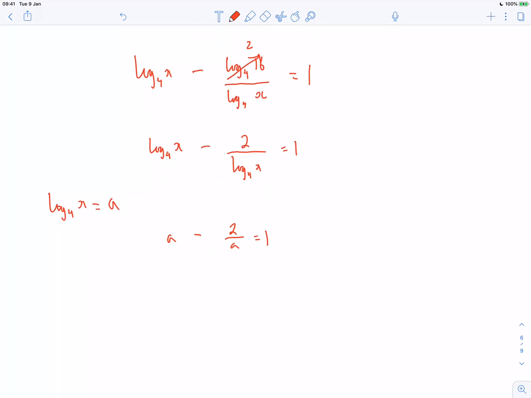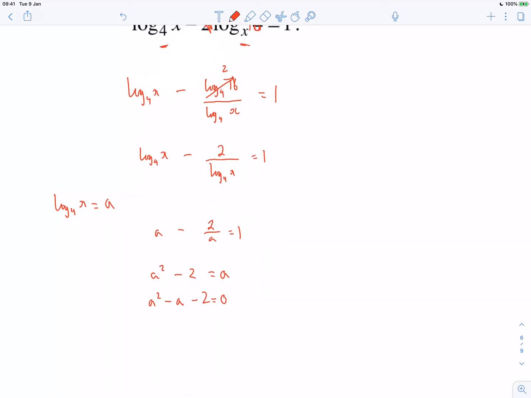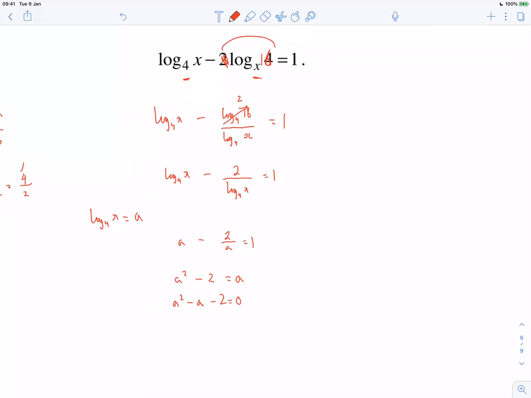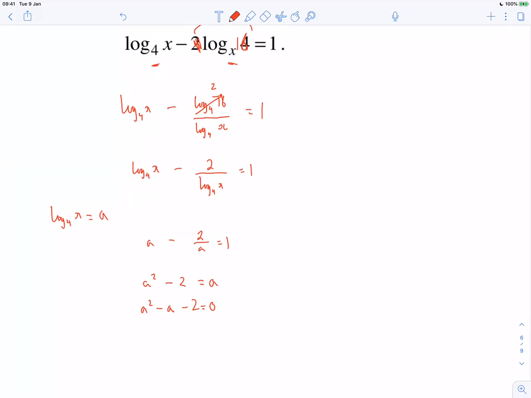If I times everything by a, I get a squared minus 2 equals a, and if I minus the a to that side, I get a squared minus a minus 2 equals 0. That is a very nice quadratic we can solve. So a little bit of picking there, but it's now a quadratic. It was a quadratic in disguise. This should be easy now. It should be a minus 2 times a plus 1, I believe. Is that right? Yeah. So then a equals 2 or a equals negative 1.